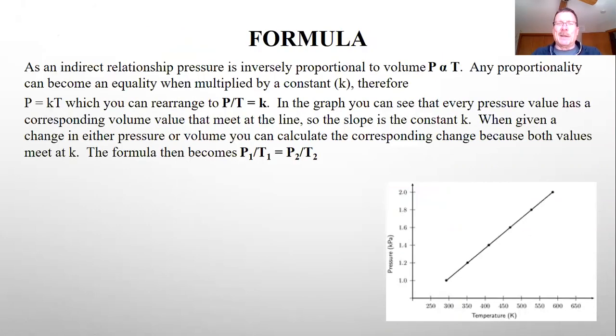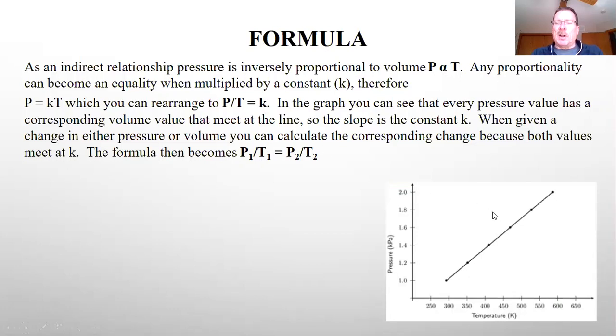Okay. Let's get our formula going again. Again, it's just like Charles's law, except we're looking at pressure and temperature. They are directly proportional. As one goes up, the other goes up. As one goes down, the other goes down. You can always make that an equality by multiplying by the constant. What's the constant? The slope of the line on the graph. Rearrange the formula, and now you see P over T equals K.